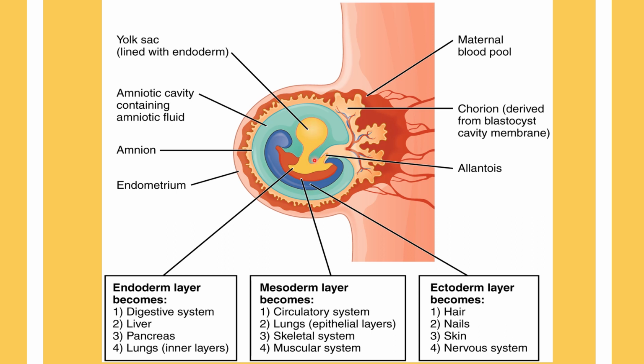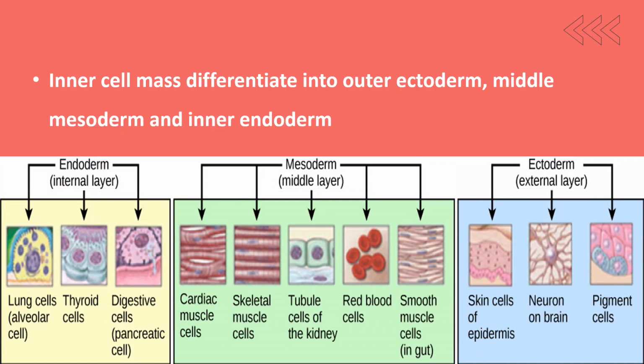So inner cell mass is required to get differentiated into the different types of cells, and overall it forms the organ. Inner cell mass gets differentiated into the outermost layer ectoderm, middle layer mesoderm, and the innermost layer endoderm. Endoderm further gets differentiated into the cells of internal organs such as cells of lungs, the alveolar cells, or the digestive tract or the liver, etc.